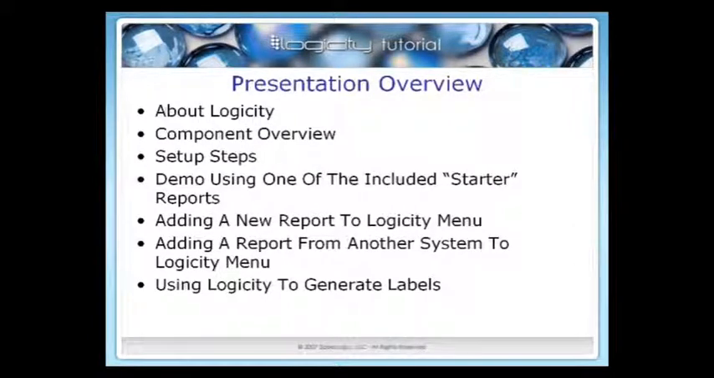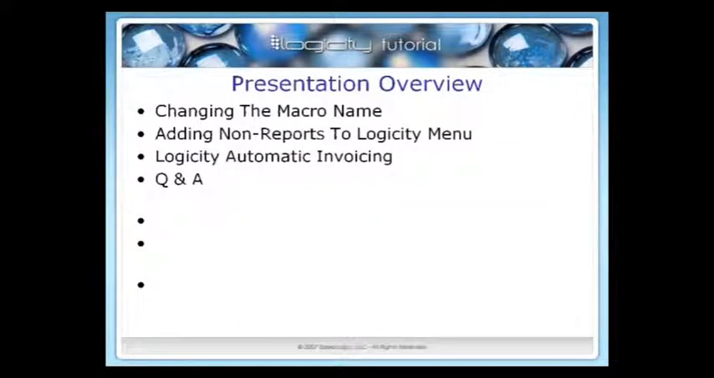The first thing we're going to do is start off by demoing one of our included starter reports. I'll describe what that means when we get to that slide. We'll talk about adding existing reports to the Logicity menu, or in that situation I'll be adding a brand new report. Adding reports from other systems to the Logicity menus, using Logicity to generate integrated labels out of Visual, changing the macro name, what the impact of that has, and how you can get some additional functionality by taking advantage of that feature, adding non-reports to the Logicity menu.